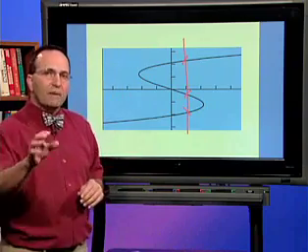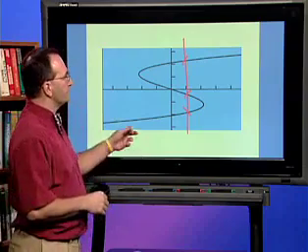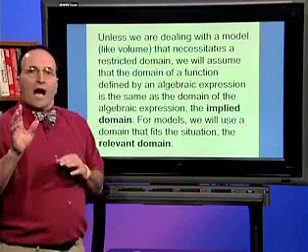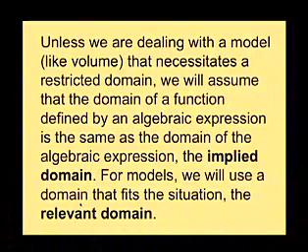Now, let's look at that domain and range in a little bit more detail. Unless we are dealing with a model, like volume of a cone or volume of a box, that necessitates a restricted domain, we will assume that the domain of a function defined by an algebraic expression is the same as the domain of the algebraic expression. That's called the implied domain. For models, we will use a domain that fits the situation, and that's referred to as the relevant domain.